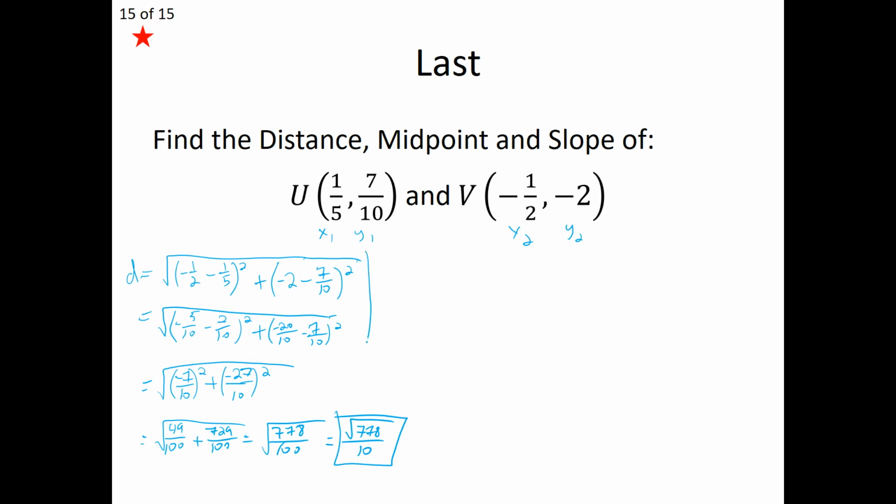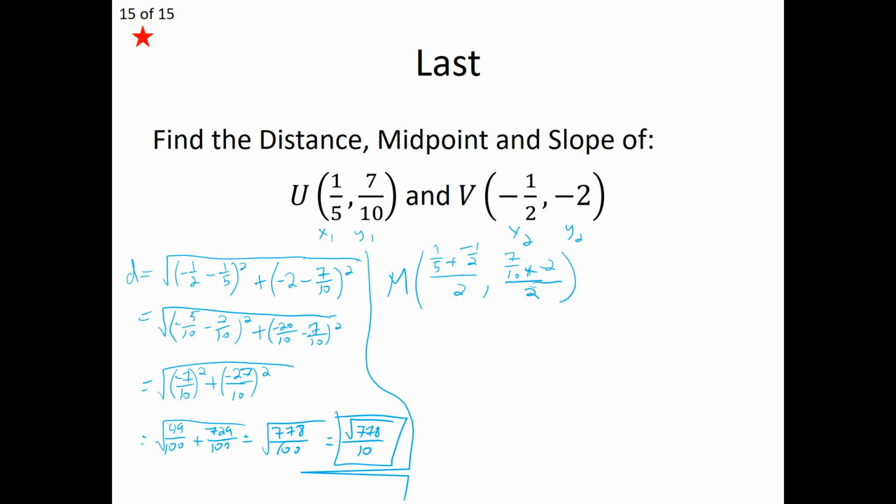All right, now let's calculate the midpoint of our 2 points, u and v. So midpoint is the average. So this is where things get kind of fun, because we are going to be adding some fractions and then also dividing by 2. So we have the sum of our x values, so 1/5 plus that -1/2 divided by 2. And then we have our average of our y values, so that's 7/10 plus this -2 divided by 2.